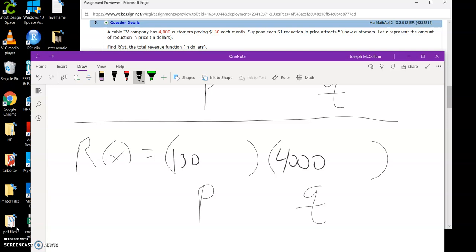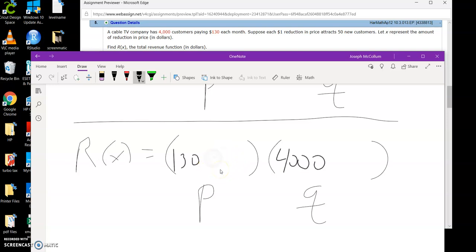Now this says for every dollar reduction in price, they will attract 50 new customers. Remember what X is in this question. It says it right up above. X represents the amount of reduction in price in dollars. So if we have a $1 reduction and we do it 4 times, that would be a $4 reduction. And that $4 reduction, I'd want to put it right there, a $4 reduction. If we took off 5 reductions, that'd be a $5 reduction. I'd want to take off $5 here.